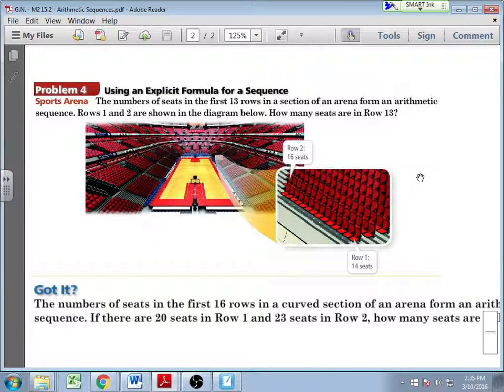Okay, remember, easy is relative. So we're in a stadium. Maybe you go down to Schottenstein and you start counting chairs because, well, you're bored and that's what you do. So the number of seats in the first 13 rows of a section in the arena is an arithmetic sequence.